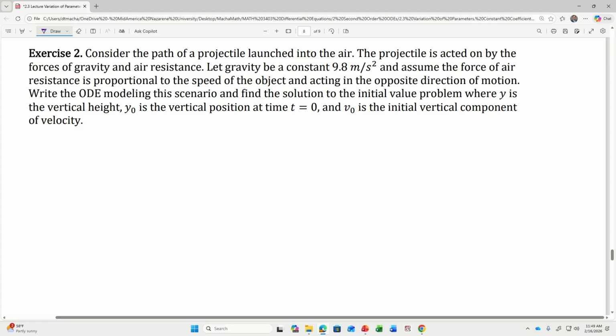All right, so let me propose a way that we model this scenario. We could say that the second derivative of vertical position is negative 9.8.